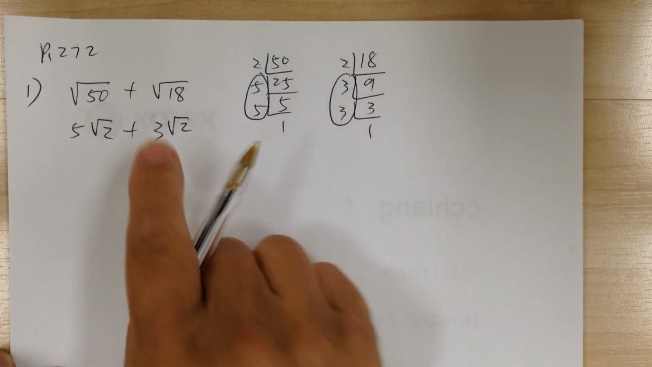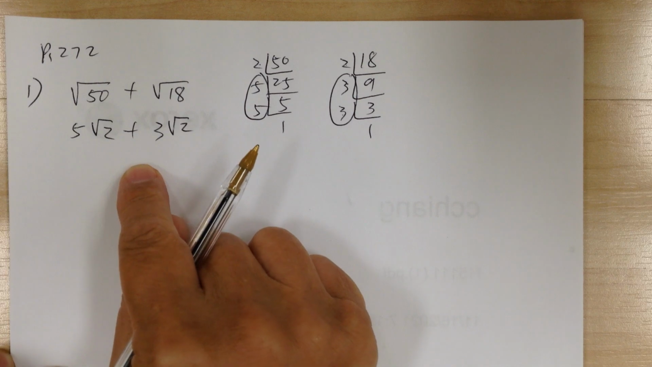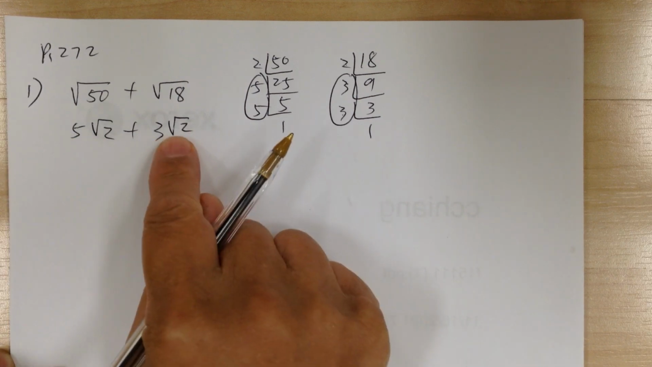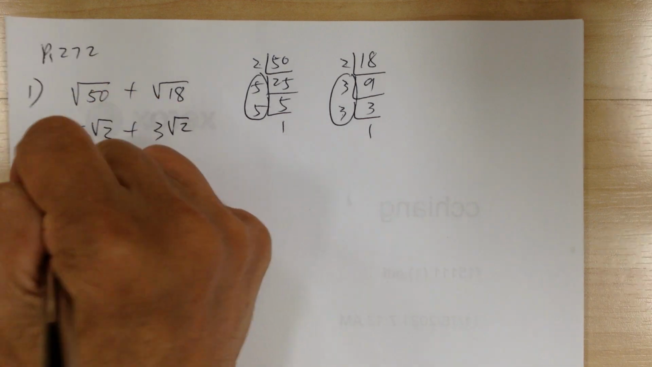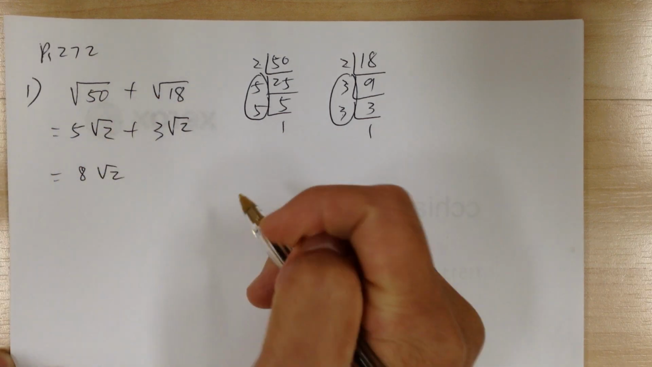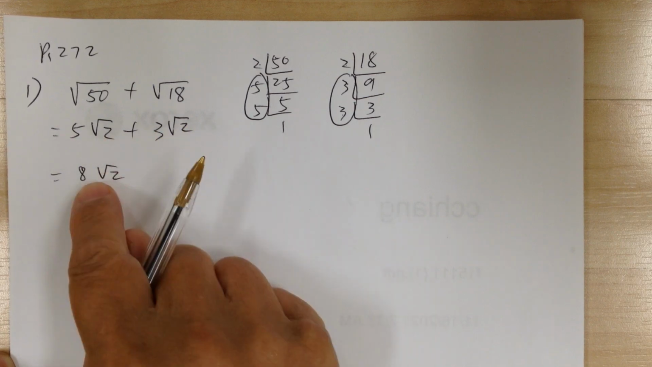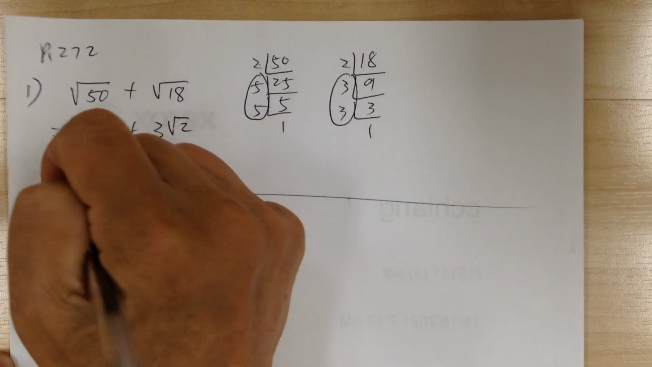And you want to go off to the side so you don't clutter up your major steps, so you don't lose track of what you're doing. Okay, so now you have 5 square root of 2 plus 3 square root of 2. This will equal 8 square root of 2. Right? Again, think of this as a variable. If you have like 5x plus 3x equal to 8x.